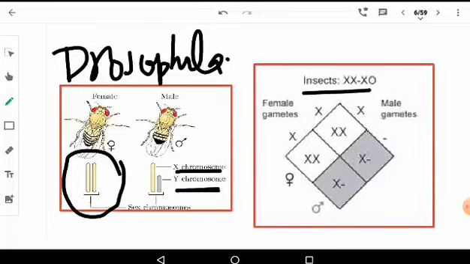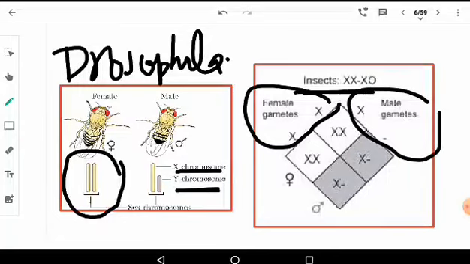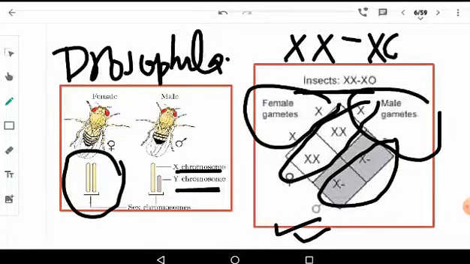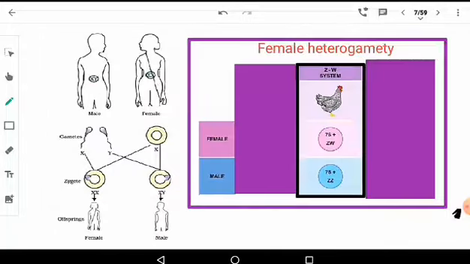Now another example that we can take is insects. In insects, the female is going to carry 2 X chromosomes, whereas males will have only one X chromosome. As a result, what is going to happen? If the female gamete fuses with the X of the male, it results in a female. And if the female gamete fertilizes with the sperms which carry no X chromosome, in that particular case that results in the formation of a male. So this is known as XX, XO type of sex determination. So let's move forward.